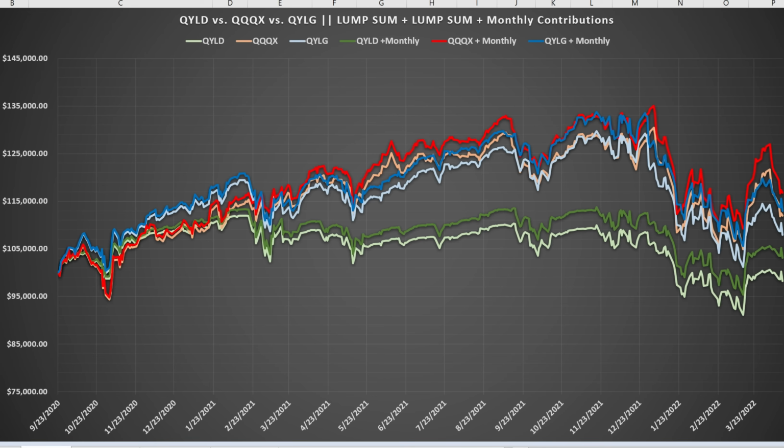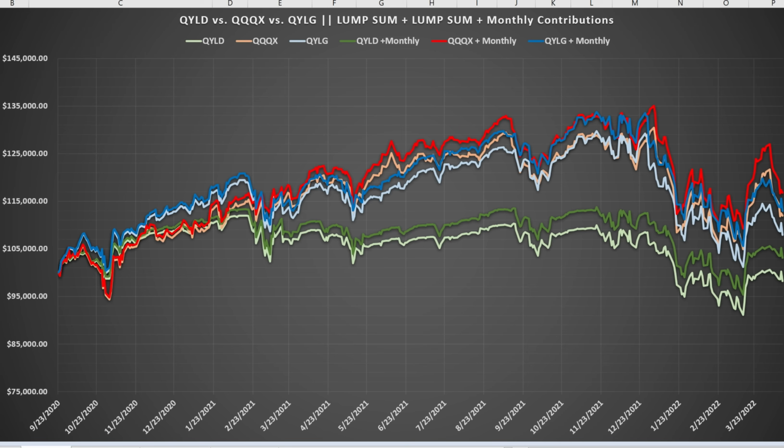I want to remind you guys, this is not a lot of data. This is just back to September of 2020 through present. Very little time here. It could turn out that the results we looked at could be drastically different over a period of 5 to 10 years. In fact, I would expect that they would be. At the end of the day, you could probably go either way when it comes to investing in QQQX versus QYLG. They're very similar investments, some nuances there, some differences.